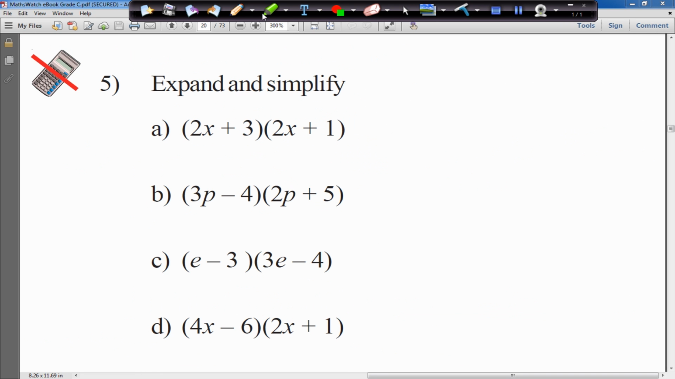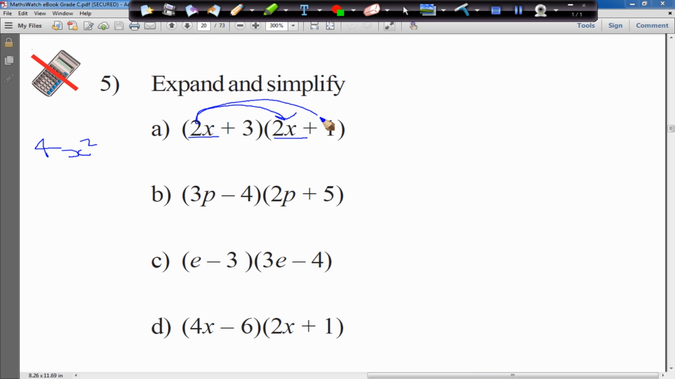Right, now question number 5. Let's have a go at some of these questions. So we have 2x times 2x. Now we've got a number and a letter. So we do 2 times 2 is 4, and then x times x is x squared. So 2x multiplied by 2x gives you 4x squared, not just x squared.